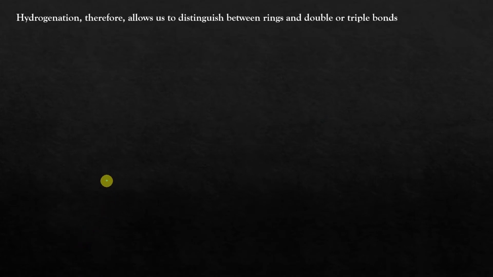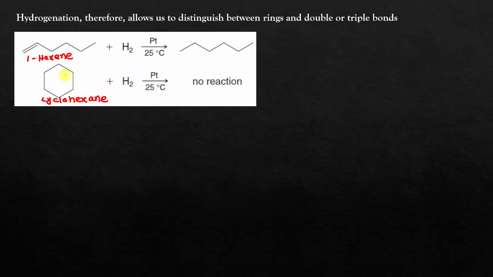Now, first of all, there is a very important thing that I am going to share: there is a type of reaction called the hydrogenation reaction. In a hydrogenation reaction, whenever any alkene reacts with hydrogen, it will be converted into its corresponding saturated alkane. However, if there is any ring, then it will not participate in the hydrogenation reaction. So this hydrogenation basically allows us to distinguish between a double bond, a triple bond, or a ring.